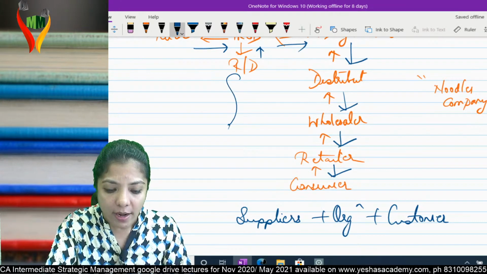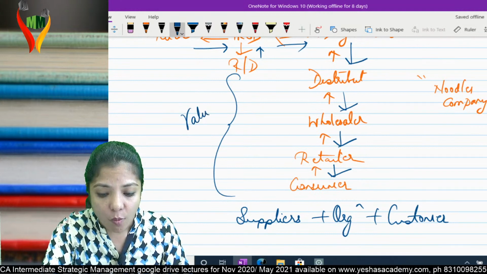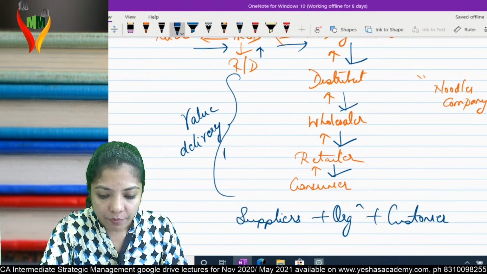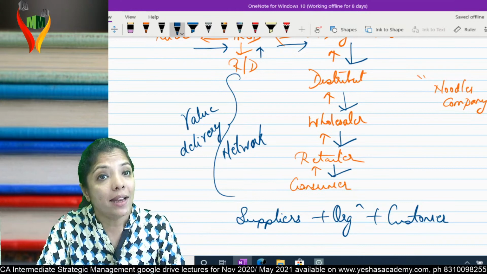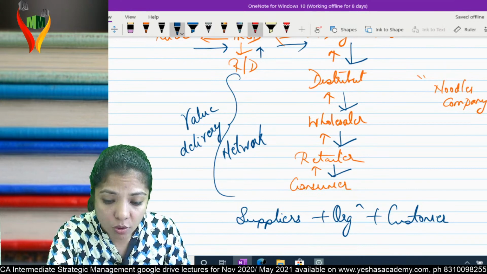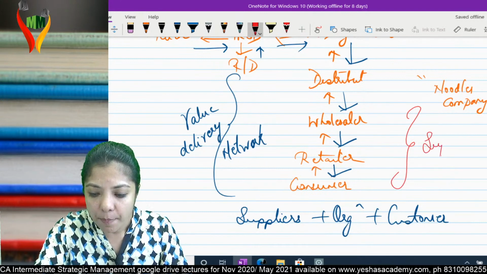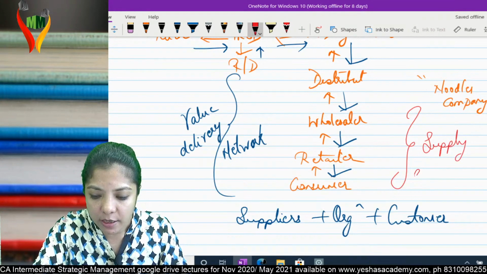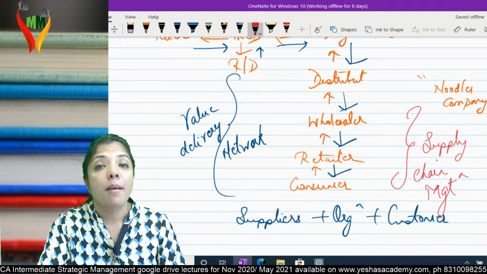And this whole network is called the value delivery network. It is also called supply chain management.